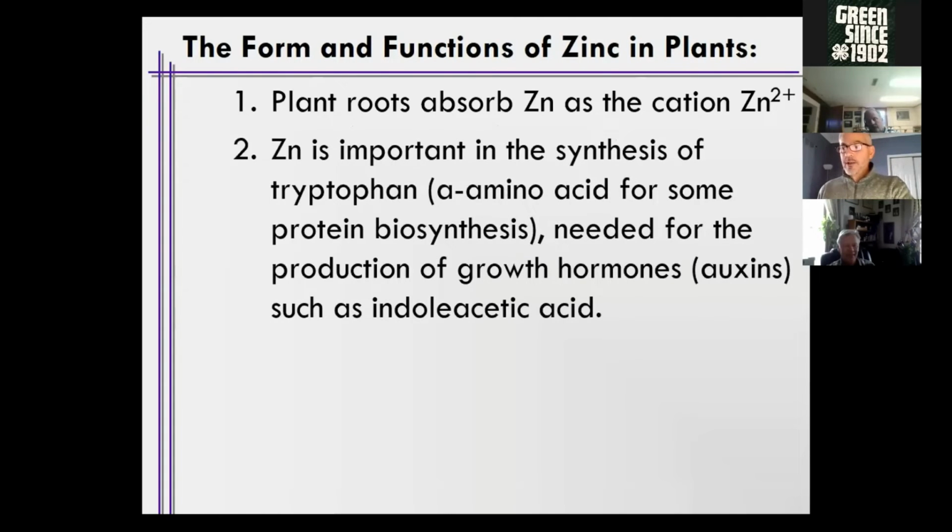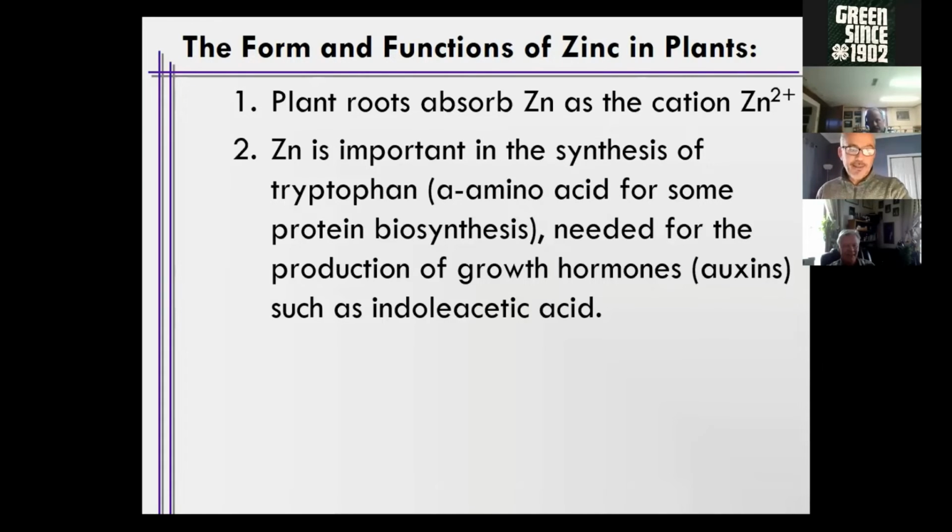What functions? I shared with you a few functions. This list is not complete, just as the list I shared with you for iron wasn't complete. But zinc is important for creation of amino acids and protein synthesis within plants. Actually, I think more importantly for this talk, it's needed for growth hormones, specifically auxins. And one of those auxins is called indoleacetic acid.